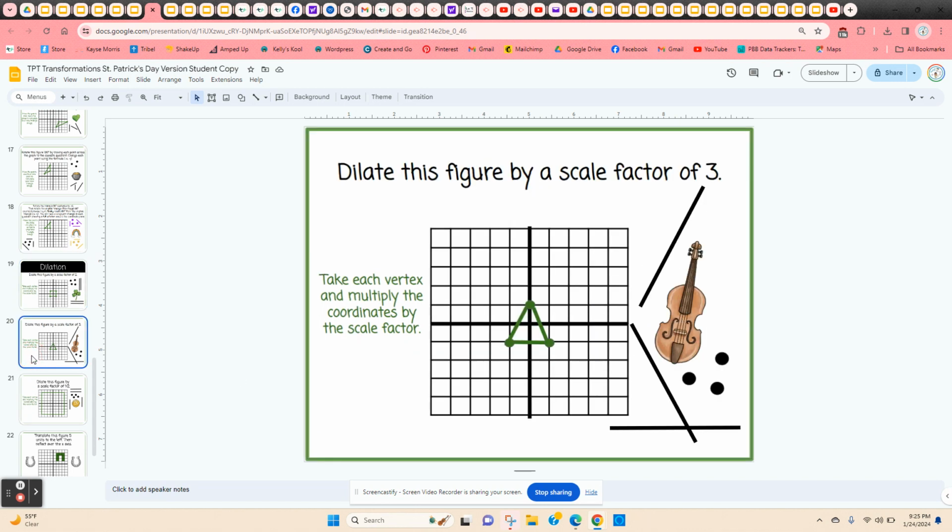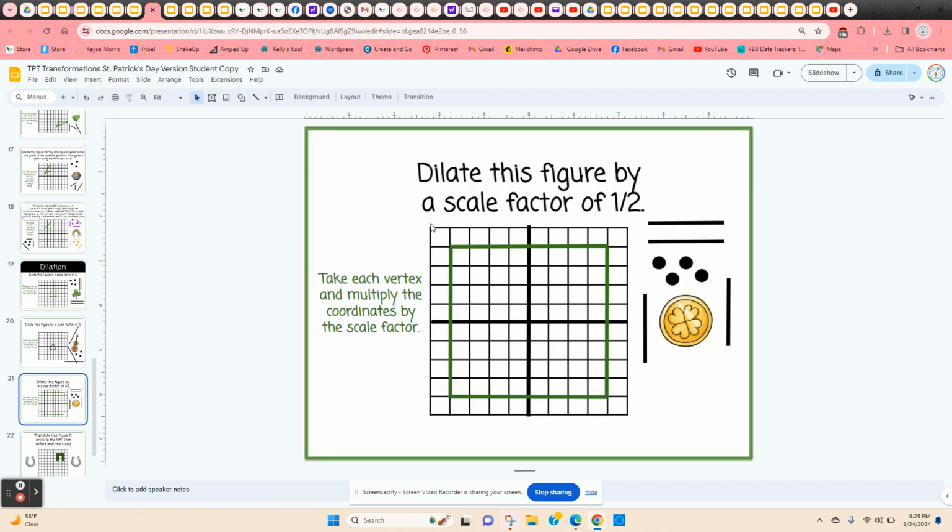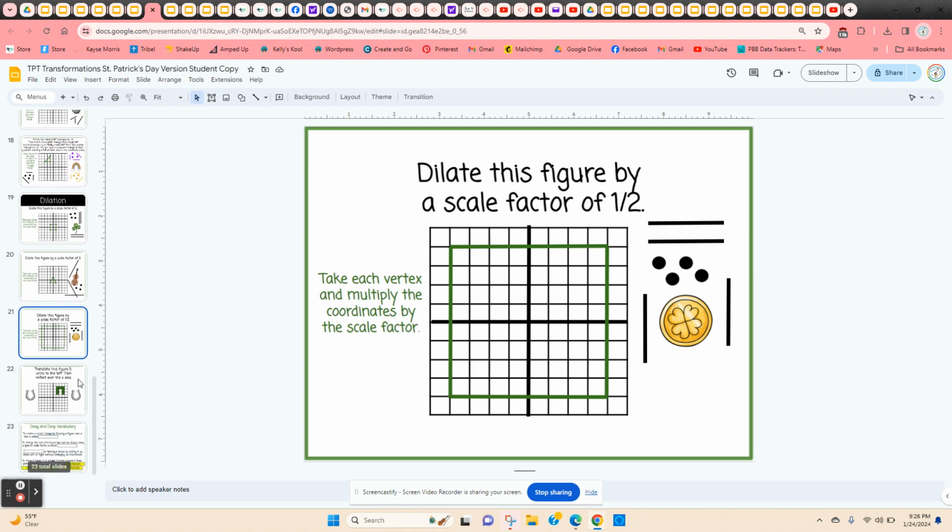The next one, they're going to do the same thing. It's a triangle. This time it's a scale factor of 3, so they need to take the coordinates of each point and multiply by 3. And then this is what happens when you have a scale factor that's a fraction less than 1. So in this case, the scale factor of 1/2, that means they're going to multiply each of the coordinates by 1/2 or divide by 2. And they'll have a smaller figure.